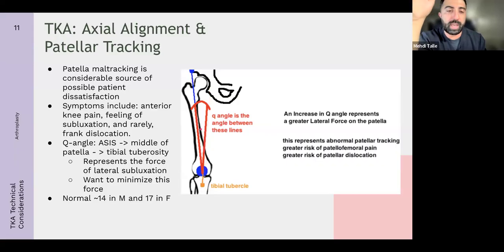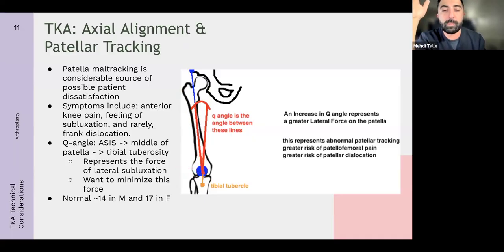And if you can imagine this angle here, this really represents the force of lateral subluxation, because if you can appreciate, your quadriceps tendon is pulling this patella along the axis of your femur in this way. And so you can imagine there that it's not just a straight up and down pull of the patella. In fact, it's being pulled slightly laterally. And if you have a greater Q angle, that represents a greater lateral pull.